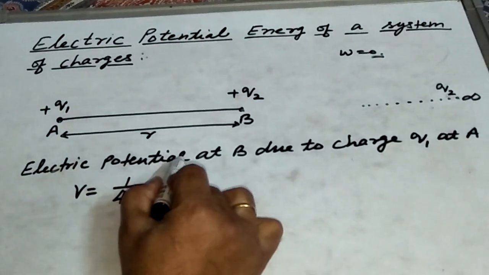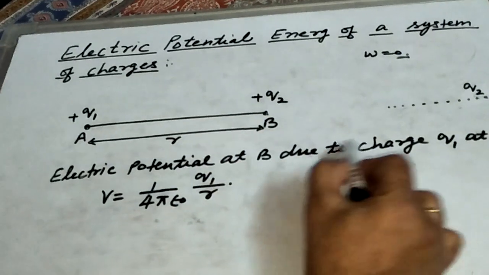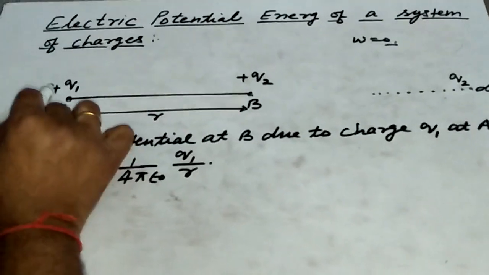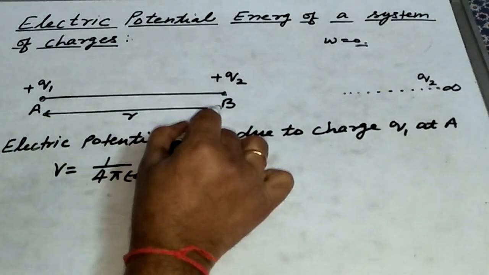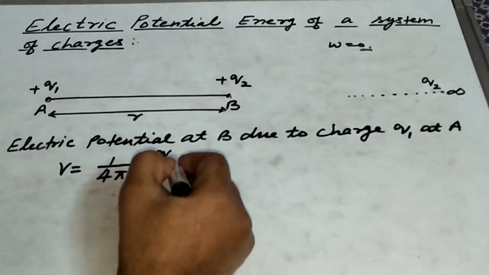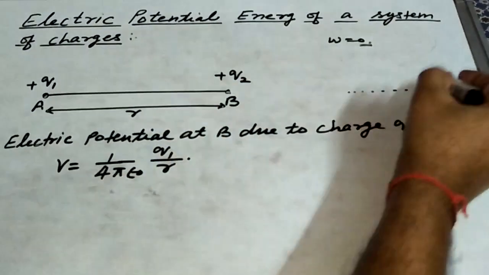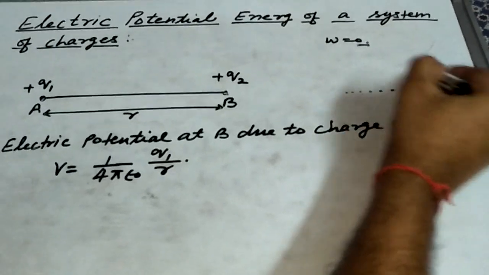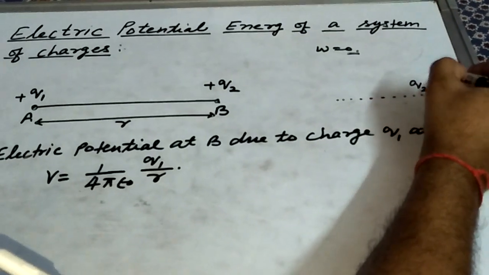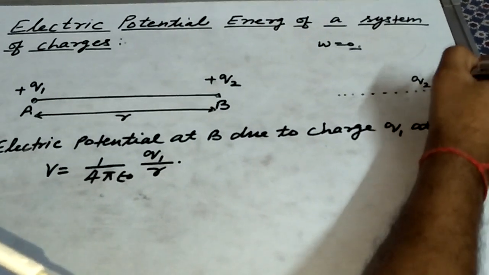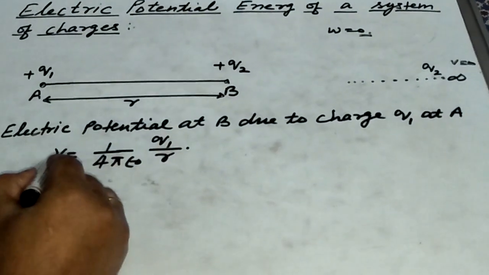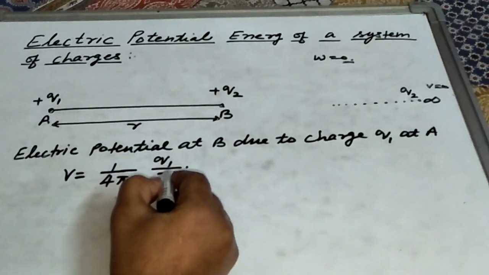So the electric potential at B due to charge Q1 at A, means the electric potential due to this charge plus Q1 at distance r from it, at point B, is given by V is equal to 1 upon 4 pi epsilon naught Q1 by r. Now, this charge Q2 is taken from infinity to the point B. It means it is coming from V is equal to 0. At infinity the electric potential was 0, and when it comes to the point B, the electric potential is 1 upon 4 pi epsilon naught Q1 by r.